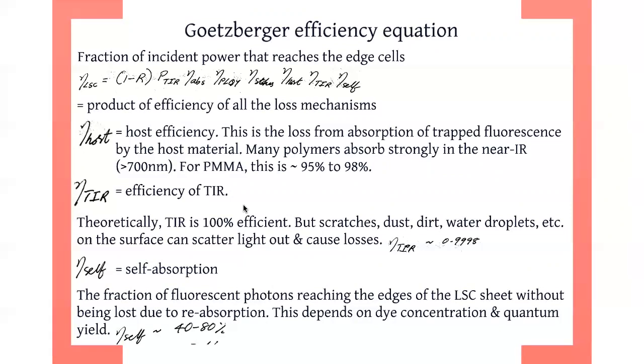So this is our 98%. And then what's next? Eta TIR, which is the efficiency of TIR, which is kind of a weird thing to say because total internal reflection should be 100%. But of course, as we know, no surface is 100% smooth. Right? If you have some roughness, some of the light escapes. So this is theoretically 100%, but generally speaking, very close to 100%, let's say. So we're going to leave that as 100%.